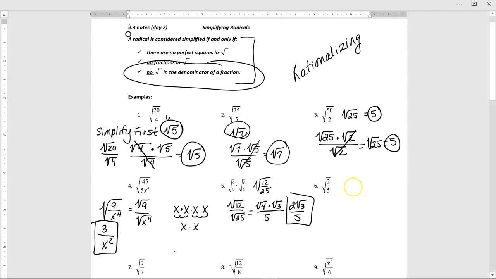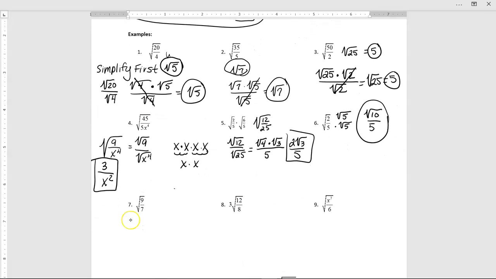What I'm going to do is take this and multiply both the numerator and the denominator by the square root of 5. If you take the square root of 5 times the square root of 5, you have the square root of 25, which is a perfect square. So in essence, multiplying by the same thing gets rid of the square root symbol, right? So I'm left with 5 here, and then the square root of 2 times the square root of 5 is the square root of 10. No perfect square factors in there, so we're done.